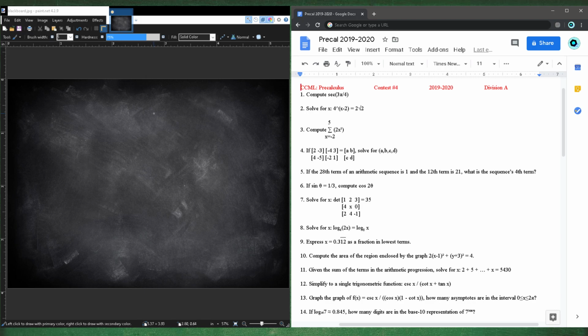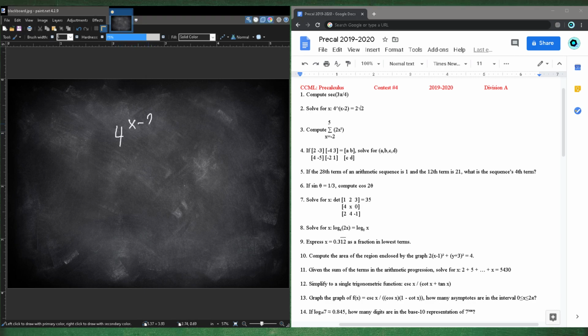Number 2, solve for x. 4 to the power of x minus 2 is equal to square root 2. Sorry that I don't have the actual document, so I wrote it in a Google Doc. I'll be writing everything out on the blackboard if you can't see. So 4 is 2 to the power 2, so 2 times x minus 2 is 2x minus 4, equals 2 to the power 1 times square root 2, which is the same as 2 to the power 1 half, because a square root is just a power of 1 half. So 1 plus 1 half is 3 over 2. That's just basic exponent properties.